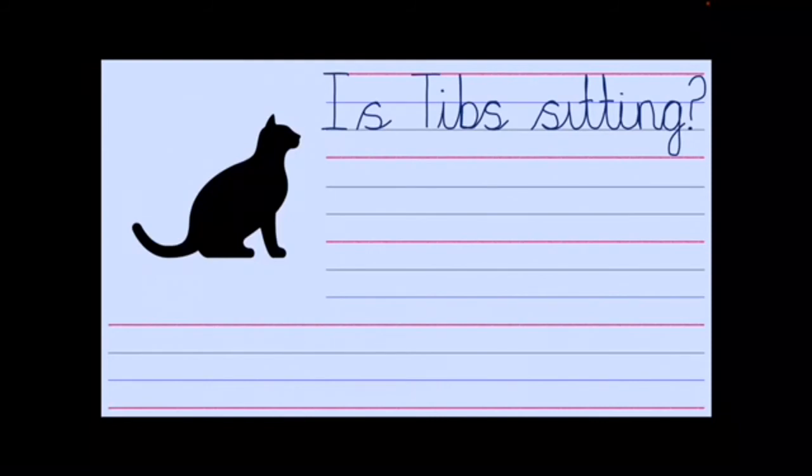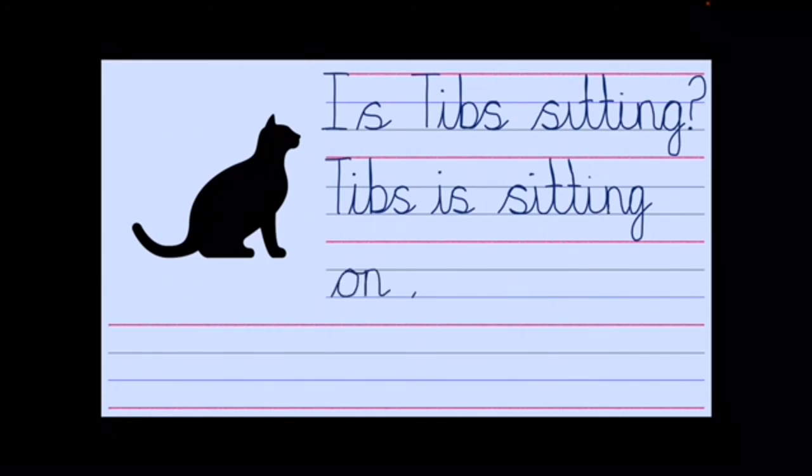Tibbs is sitting on a mat. Tibbs is sitting, and we have that double T again, on a mat. I haven't drawn the mat. Maybe you would like to draw Tibbs and the mat to illustrate your writing.